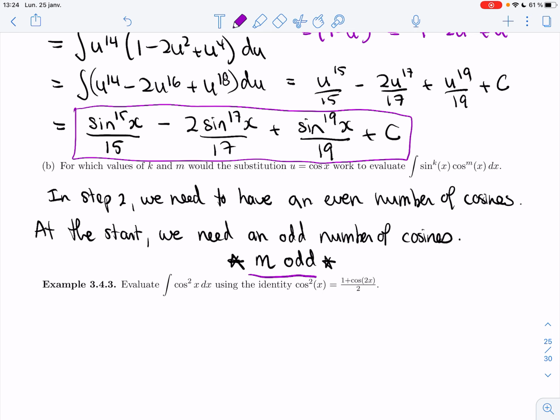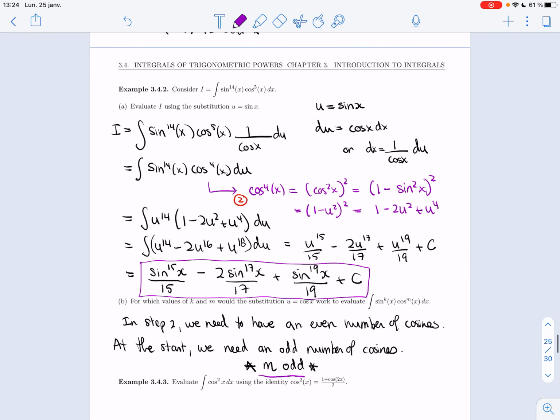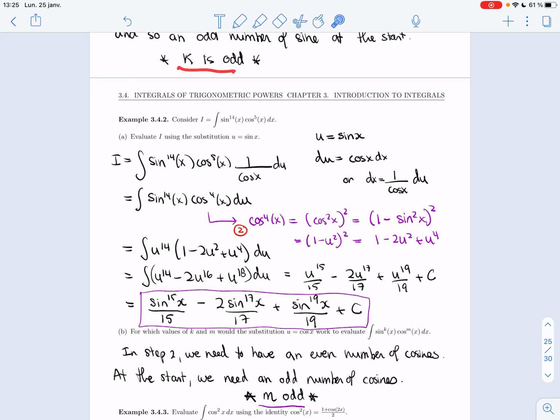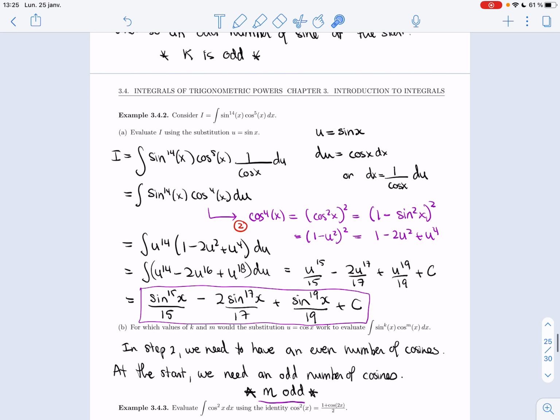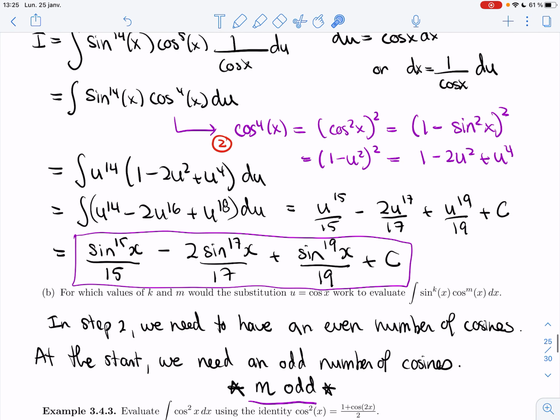So if m is odd, the substitution u equals sine works. And we saw if k is odd, then u equals cosine works. So as soon as one of the two powers is odd, one of these substitutions will work. If both are, both work. And so the only case that's left is if you have even powers. Right, so I want to show you one example, then we'll recap the method.